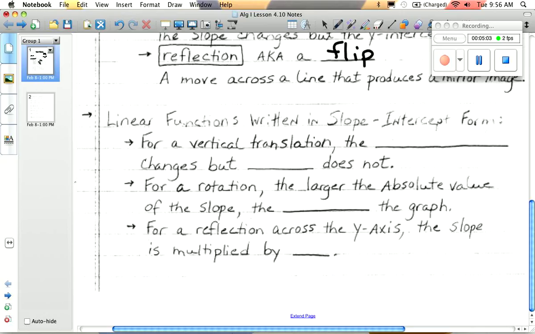Okay, so linear functions, when they're written in slope-intercept form, so we have a linear function written in slope-intercept form. For a vertical translation, vertical, what's that? Up and down, right? So we'd be going up or we'd be going down. So for a vertical translation, what changes but what does not? What did we just say earlier? The slope changes? No. The slope does not change, right? What did we say does change in a translation up or down? The y-intercept changes, yeah.